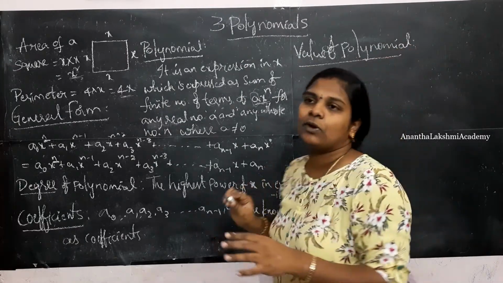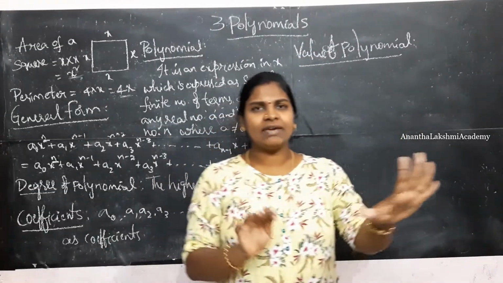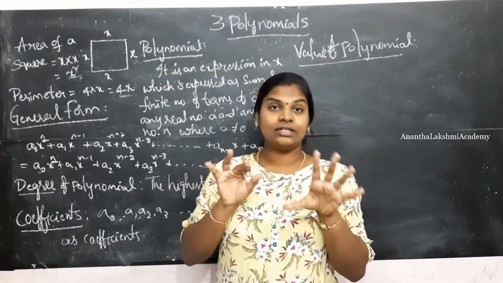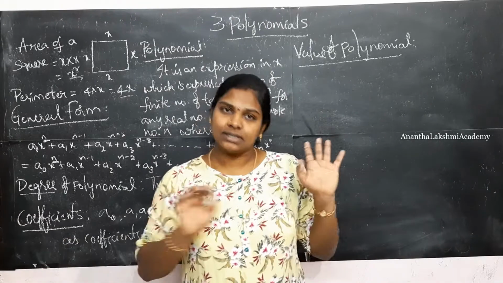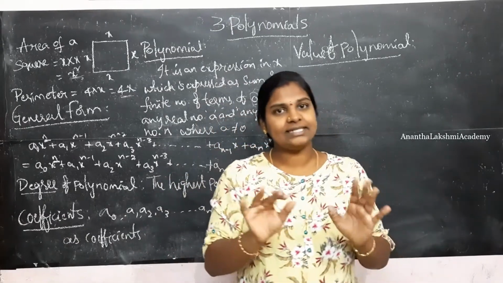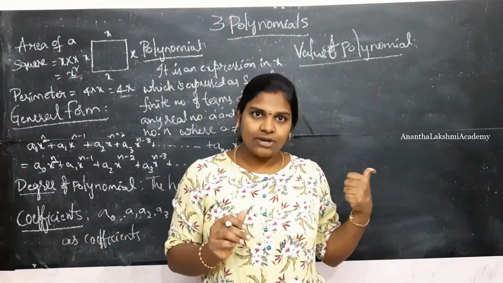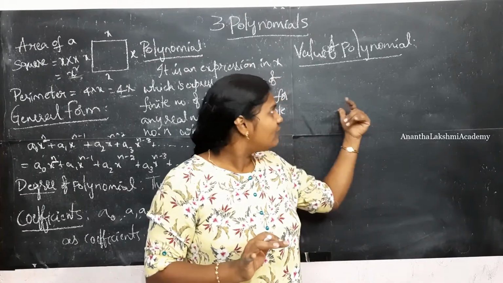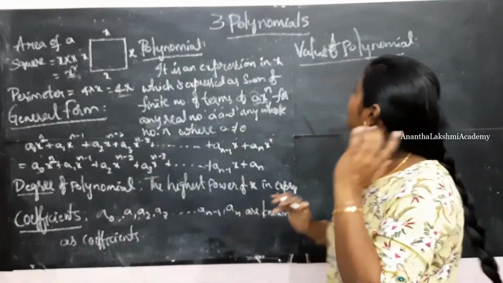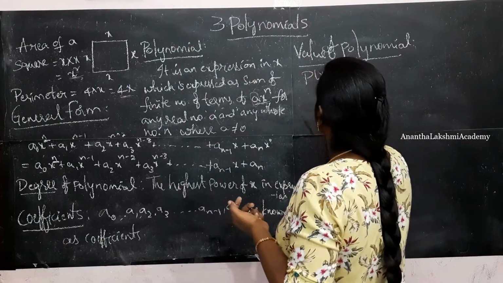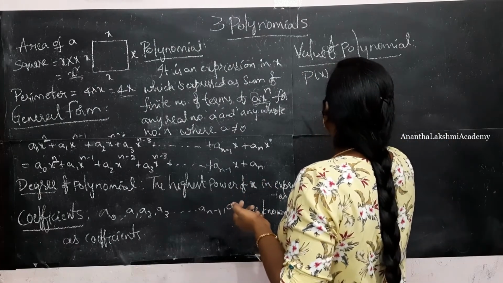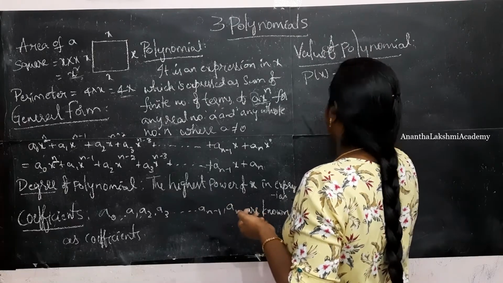What do you mean by value of a polynomial? When I give you a term in terms of x and I say x is equal to 1, that indicates that x is equal to 1. 1 is the value of x, isn't it? The same way, for the value of a polynomial, let us assume a polynomial p of x is equal to x square plus 2x plus 1.